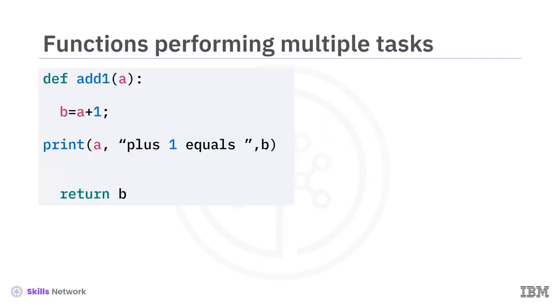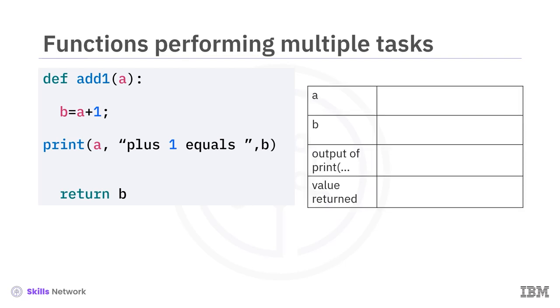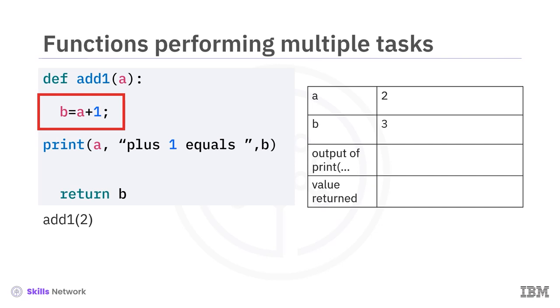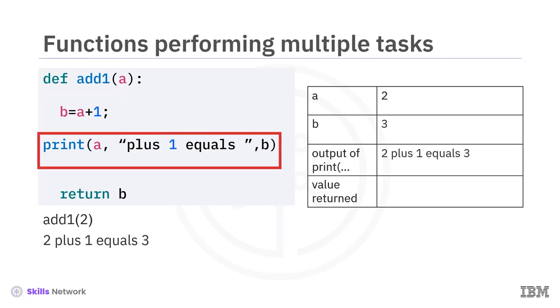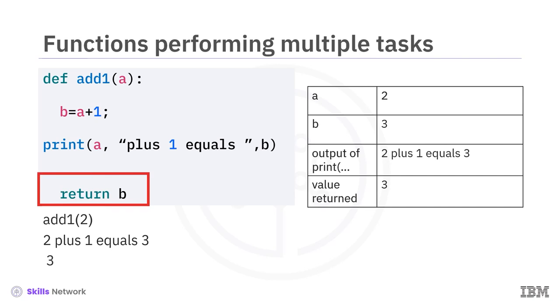Usually functions perform more than one task. This function prints a statement then returns a value. Let's use this table to represent the different values as the function is called. We call the function with an input of 2. We find the value of b. The function prints the statement with the value of a and b. Finally, the function returns the value of b, in this case 3.